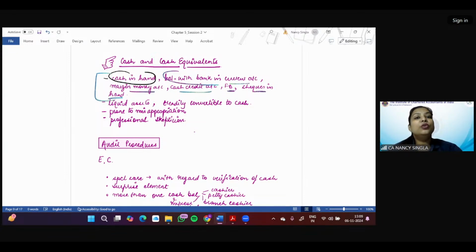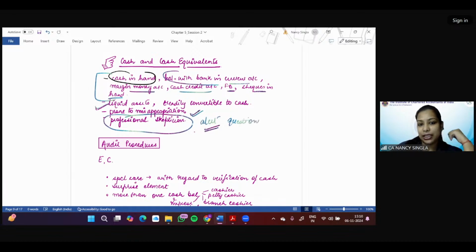See students, all these cash and cash equivalent items, these are what? Liquid assets. These can be readily convertible to cash, right? And therefore, since these can be readily convertible to cash, chances of misappropriation is high. So the employees may misappropriate, or you can say these items are prone to misappropriation. So that is why the auditor must apply what? Professional skepticism. That is, he should be alert all the time and he should be of what? Questioning mind all the time when he's examining cash.